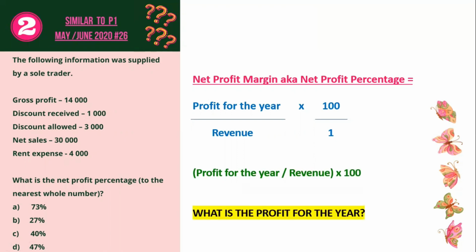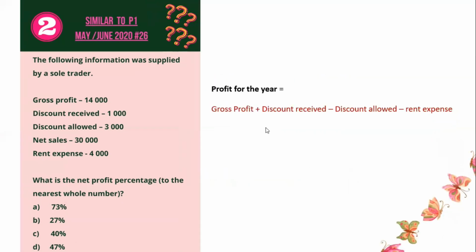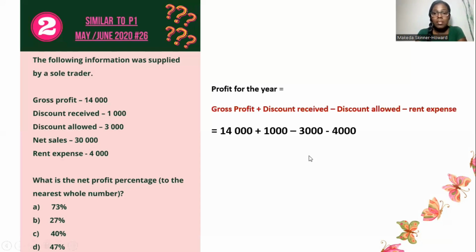So what is the profit for the year? We need to know what is the profit for the year in order for us to work this question out. Profit for the year will be equal to our gross profit, add our discount received, minus our discount allowed, minus our rent expense. And when I shared this question some time ago, I realized that a lot of persons forgot how to deal with a discount received and a discount allowed. So we add the discount received to our gross profit and we minus our discount allowed. And while the expense was straightforward, a lot of persons remembered to minus the rent expense.